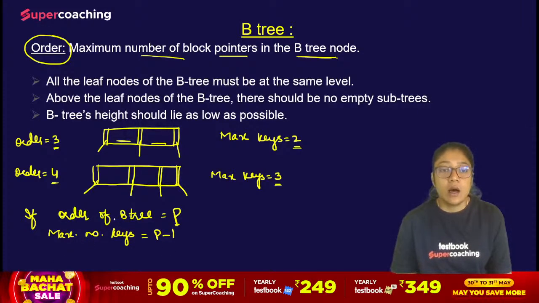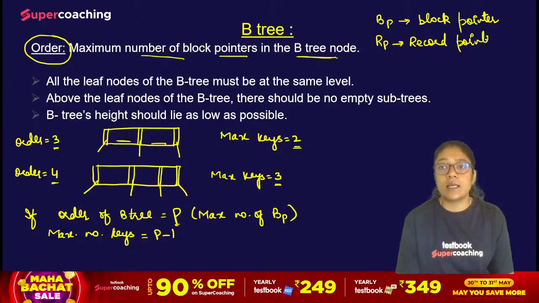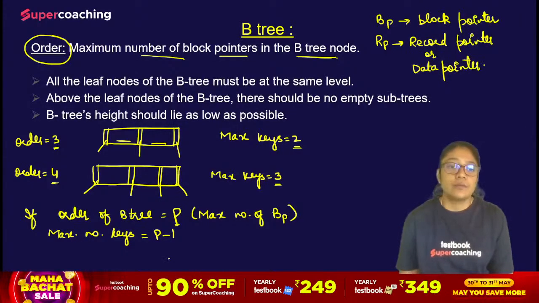Now next one is maximum. This is representing the maximum number of block pointers. I'll be writing BP, that means I'm referring to block pointers. And if I'm writing RP, that means I'm referring to record pointer. Record pointer is also known as data pointer. So maximum number of block pointers are P.